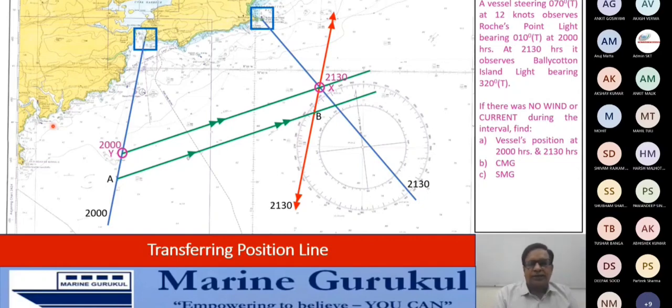So point Y is the fix at 2000 hours. Point X is the fix at 2130. Y to X direction represents CMG and distance Y to X represents distance made good in 1.5 hours. When this distance made good is divided by 1.5 hours, it shall give us the speed made good by the ship in knots.